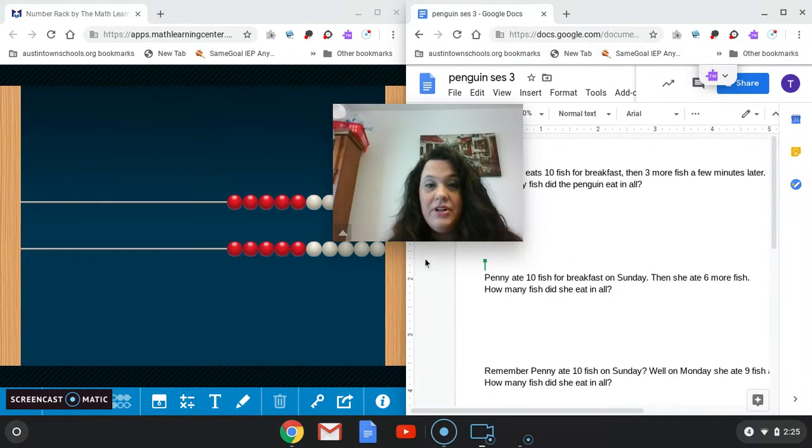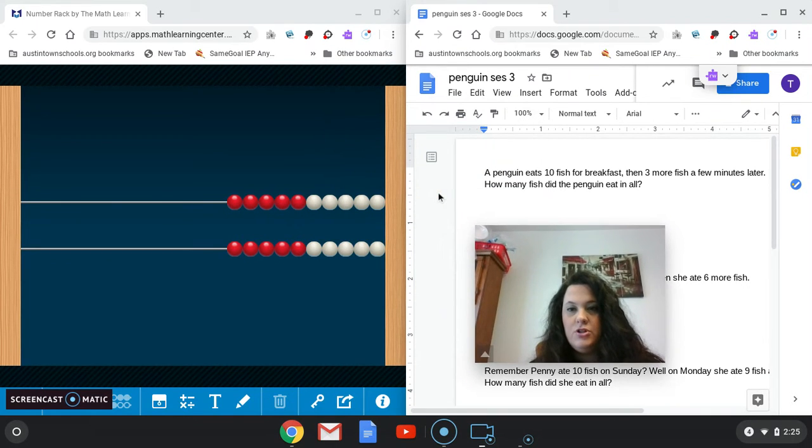Today we're going to talk about penguins and what they eat. A penguin can eat up to 20 fish an hour in a day. So we're going to be talking about how many fish penguins can eat in that hour. We have some equations to solve with this. So look at my first problem here.